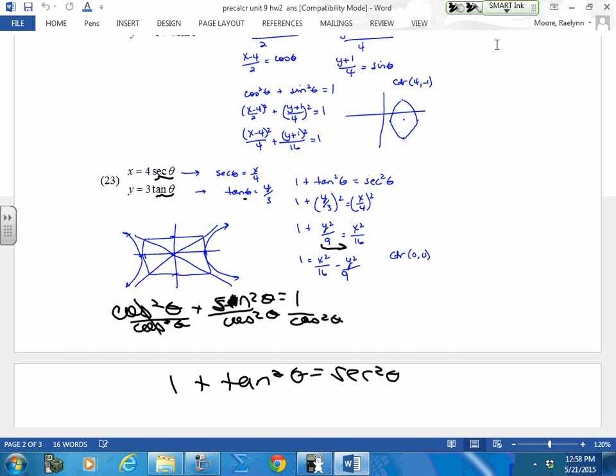Was this the tricky one? This was probably a little trickier than the other ones. Because you had to sign in the cosine one squared. That was the hardest. Are we okay with this one now? Yeah. Okay.